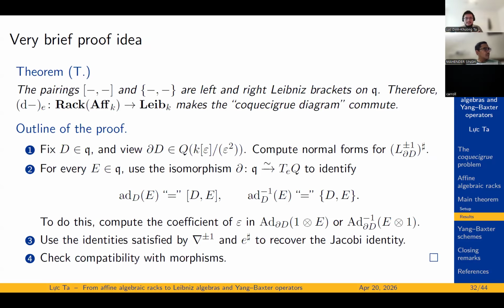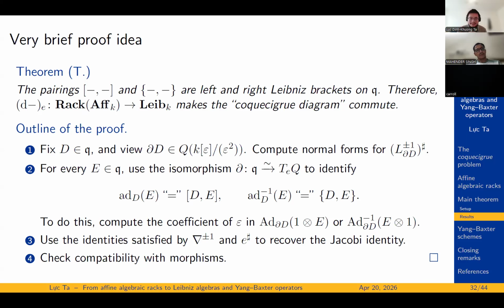Okay, so these are the tools that we're going to use to prove this theorem, which I'll give an outline for. As a reminder, the theorem is that the pairings that we defined earlier make Q into a left Leibniz algebra and then a right Leibniz algebra. And then, therefore, we get a functor that makes the diagram from the coquecigrue problem commute.